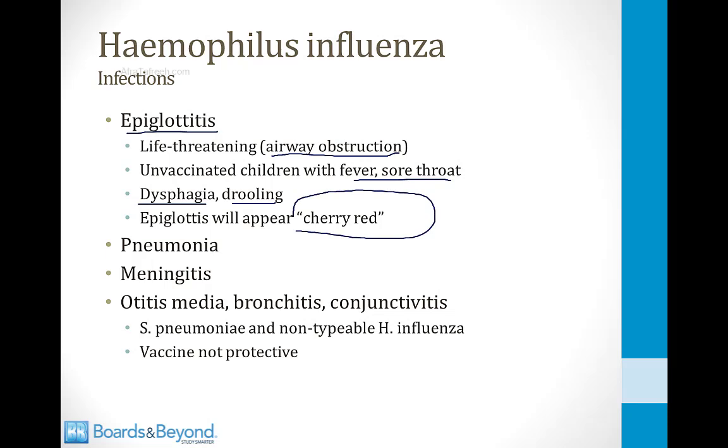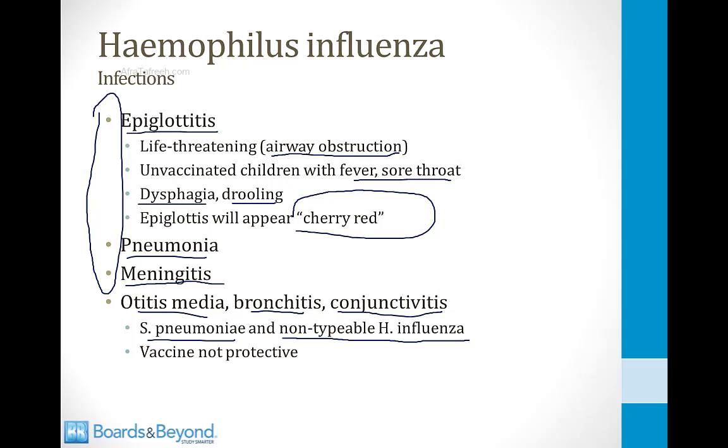H. flu can also cause pneumonia, and it can also cause meningitis, and the vaccine generally protects against these illnesses. H. flu can also cause otitis media and bronchitis and sometimes conjunctivitis. These things are more often caused by strep pneumo, but they can be caused by the non-typable H. flu. And because they're caused by the non-typable H. flu, this means that the vaccine is not protective against this.